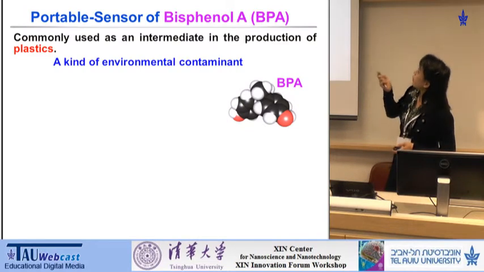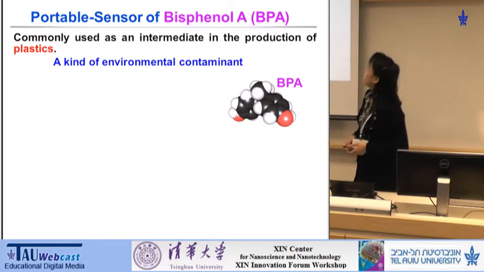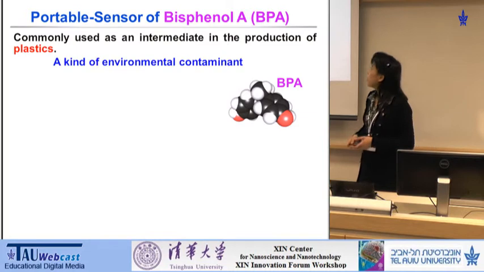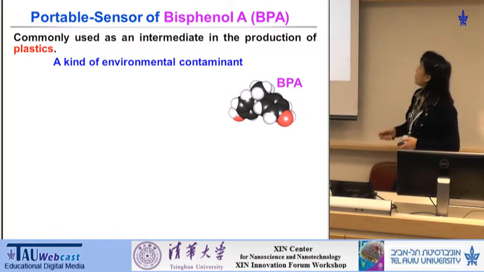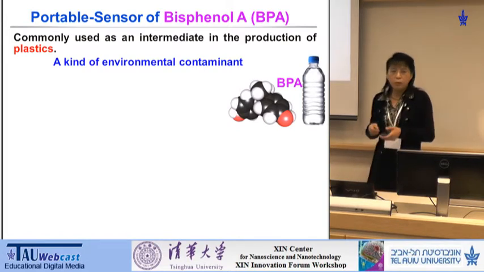Bisphenol A, called BPA, is a material commonly used in the production of plastics. It's a kind of environmental contaminant. So maybe this kind of material exists in bottled water.